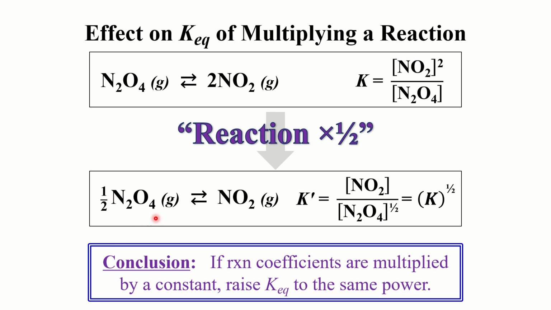The conclusion here, if reaction coefficients are multiplied by a constant, you need to raise KEQ to the same power. So if you multiply by 1/2, raise that K value to the 1/2. If I were to double the reaction, you would raise that K value to the second power.